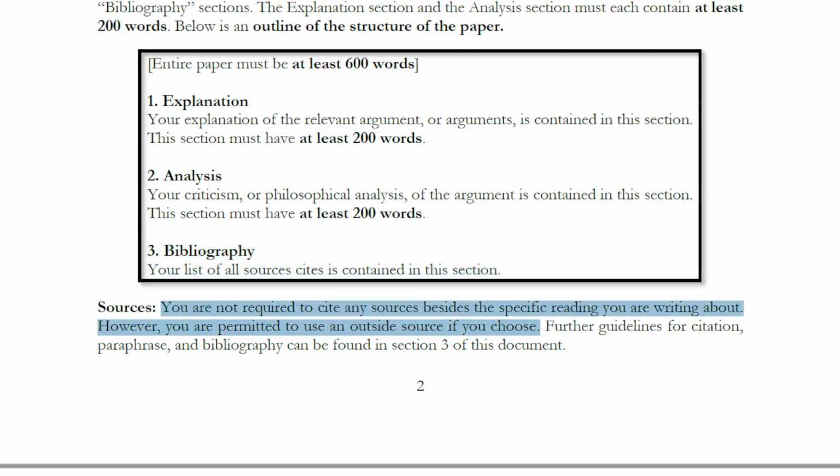The answer to this question is that the only required source is the reading that you are writing about. You are also permitted to use other sources, but doing so is not required. In addition, it is most likely that using outside sources will also not be necessary, but it is acceptable to use them, keeping in mind some restrictions that I will cover shortly.